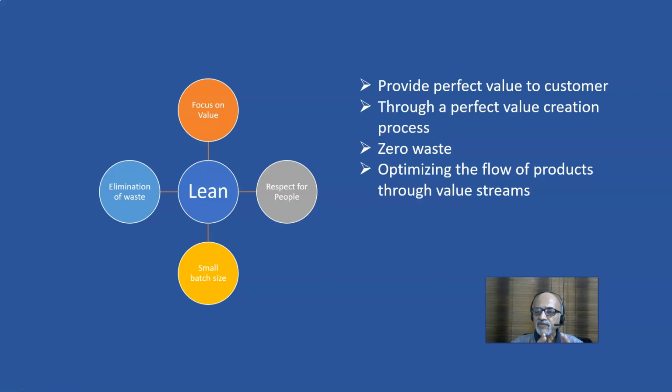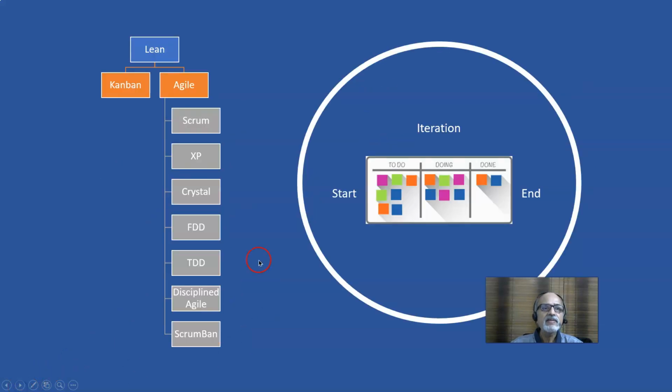Continuously we check for bottlenecks in the value stream of manufacturing and then try to alleviate those constraints so that the throughput becomes better. So lean primarily focuses on improving the workflow with zero waste to deliver value to the customer. So the roots of agile is in lean.